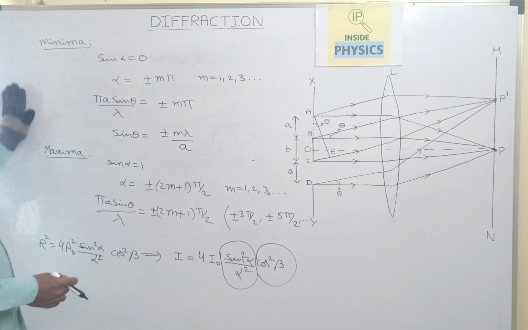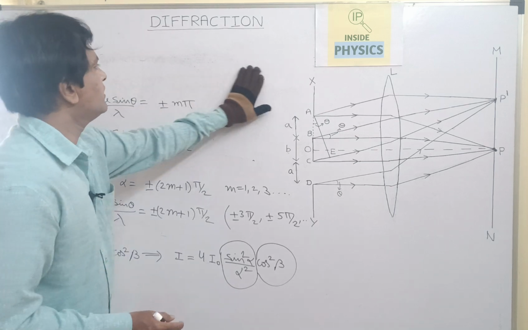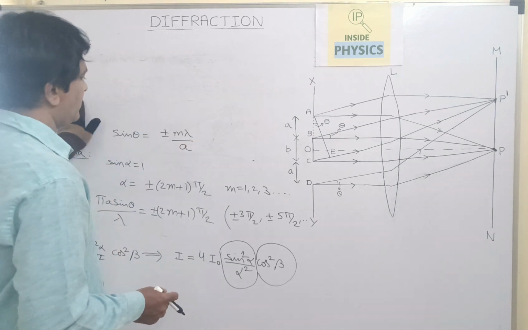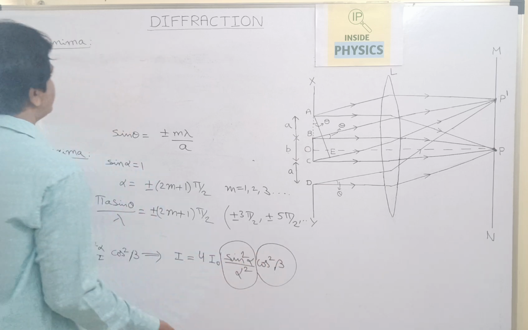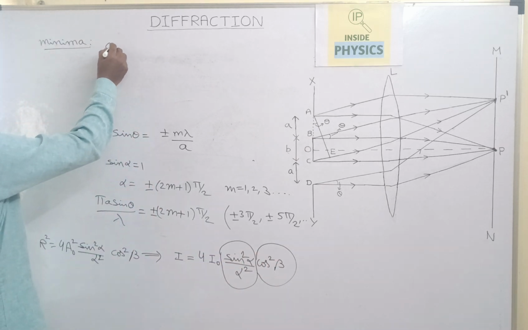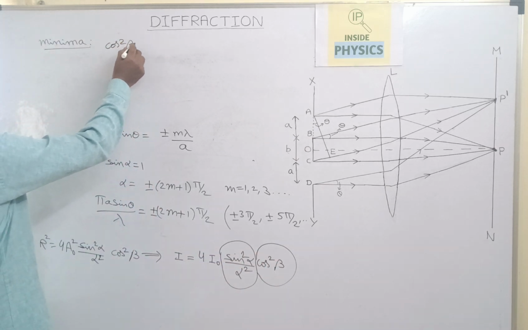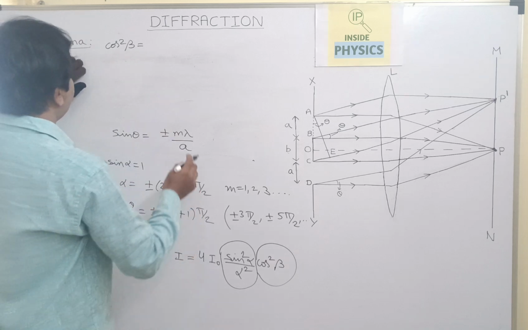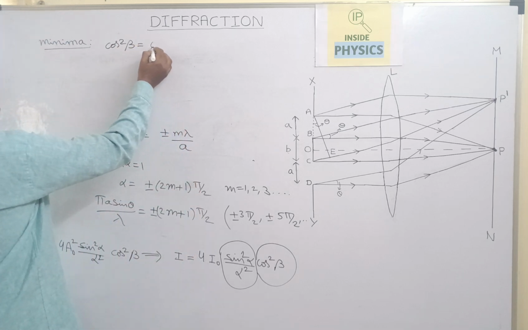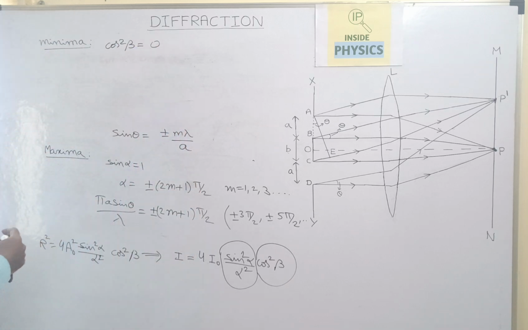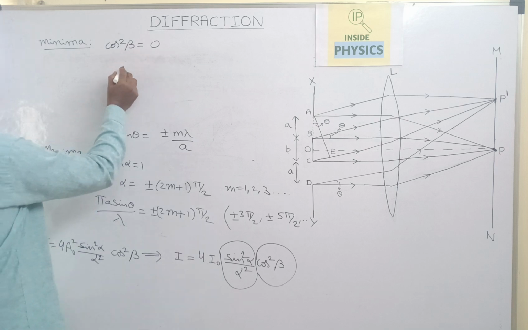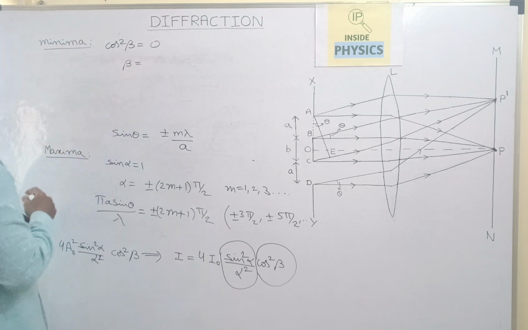So here the minima condition should also be considered for the other term. Which is the other term here? Cos square beta. For minima this must be 0, right? So if this must be 0, what are the beta values going to be?